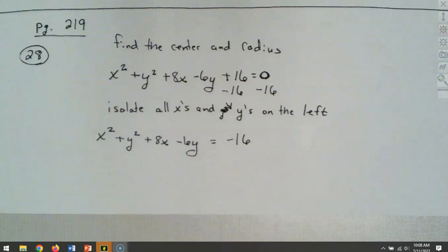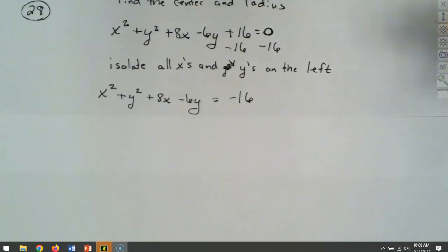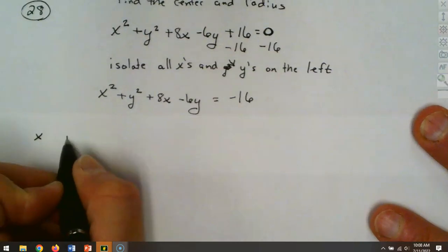So that's our first step. Always make sure that the x's and the y's are located by themselves on the left. All the numbers go to the right. And now we're going to have to complete the square. And what we do is we half and square. So we're going to do this for the x part and the y part.